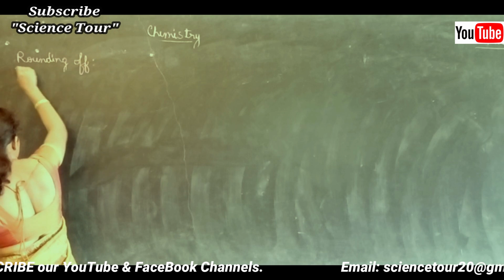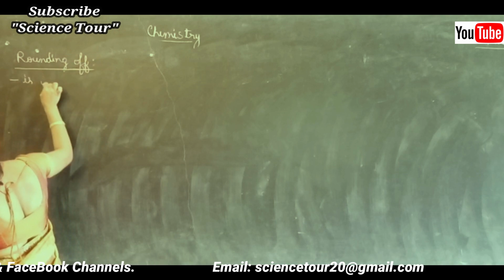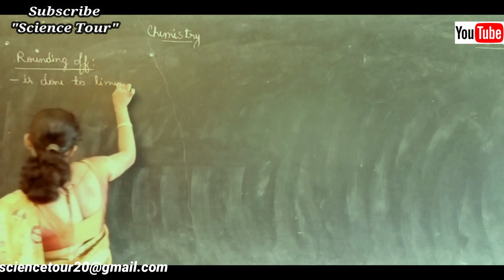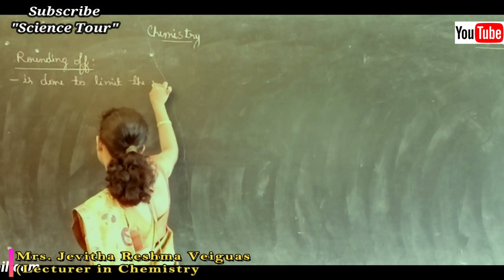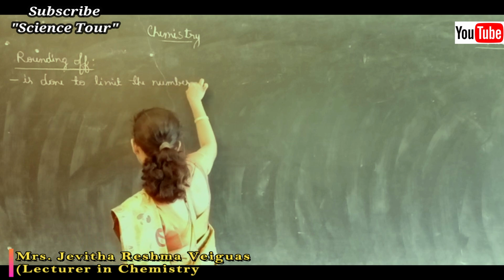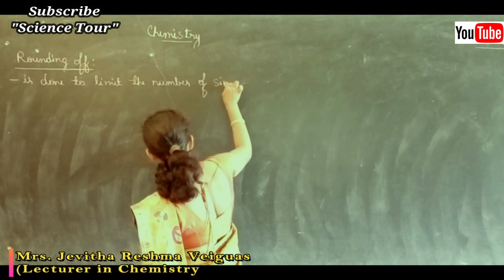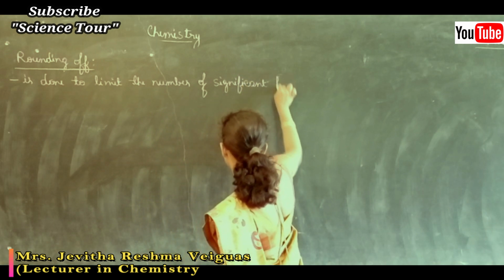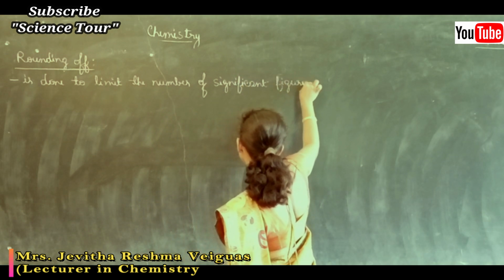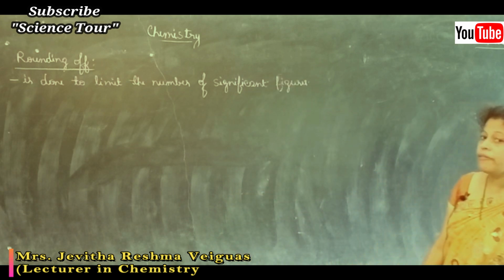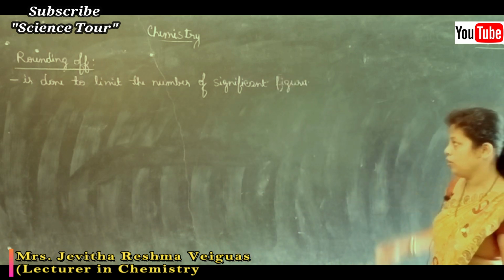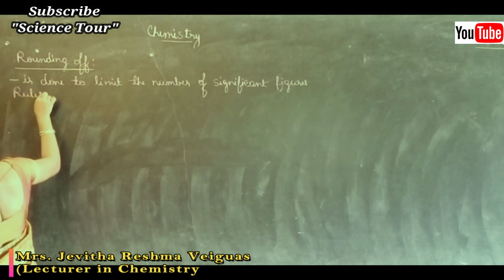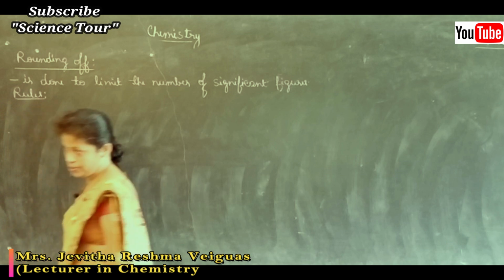Rounding off is done to limit the number of significant figures. To do this, we have to round off the answer we obtain during calculation. What are the rules which have to be followed to round off the numbers?